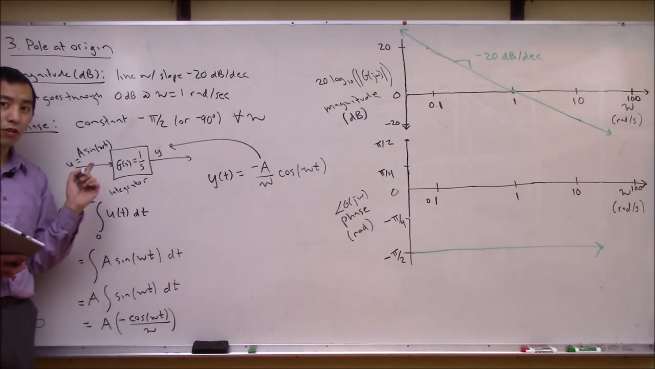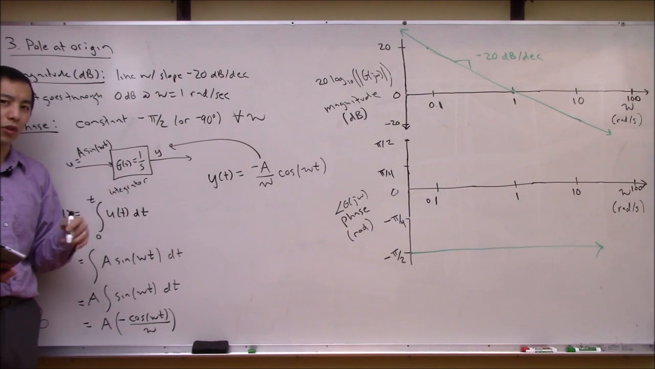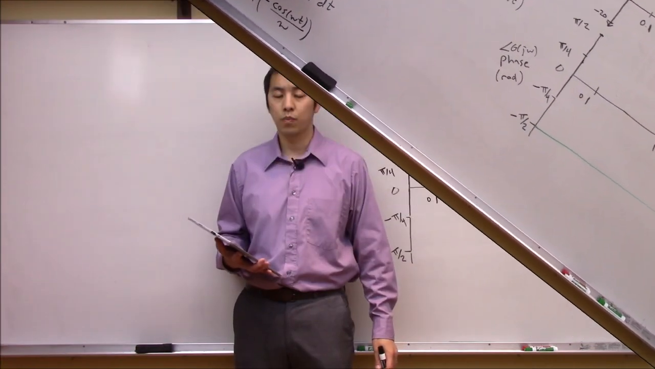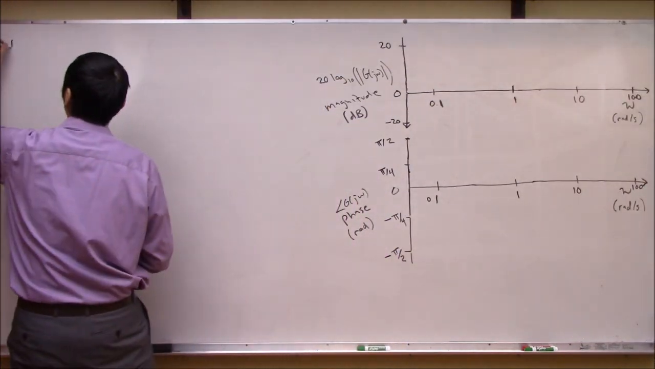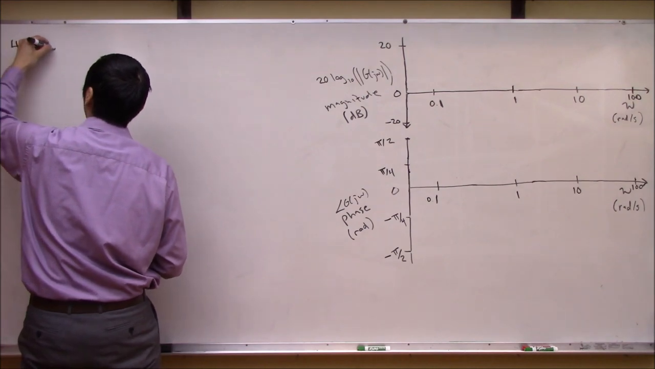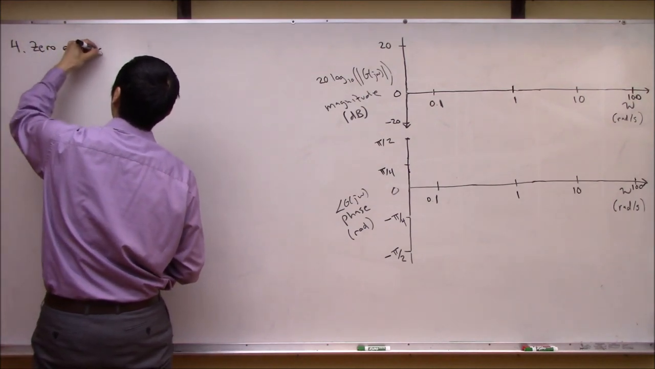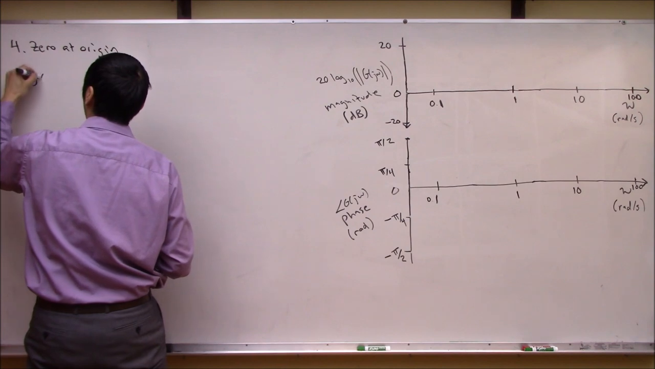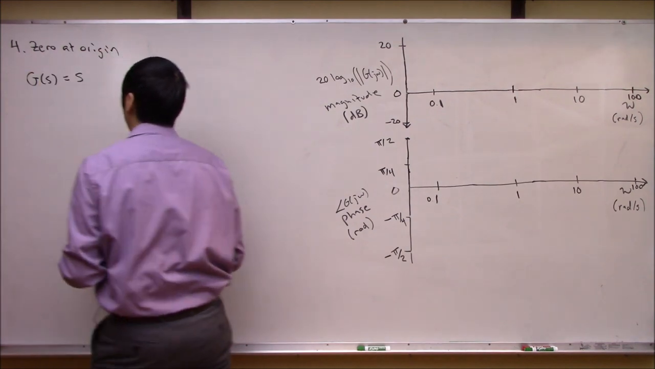Why don't I go ahead and erase the board? Let's do this for a zero at the origin and see if there are some similar parallels. Okay, so on to component number four, which is a pure zero at the origin. Again, our transfer function now is just G(s) equals s.